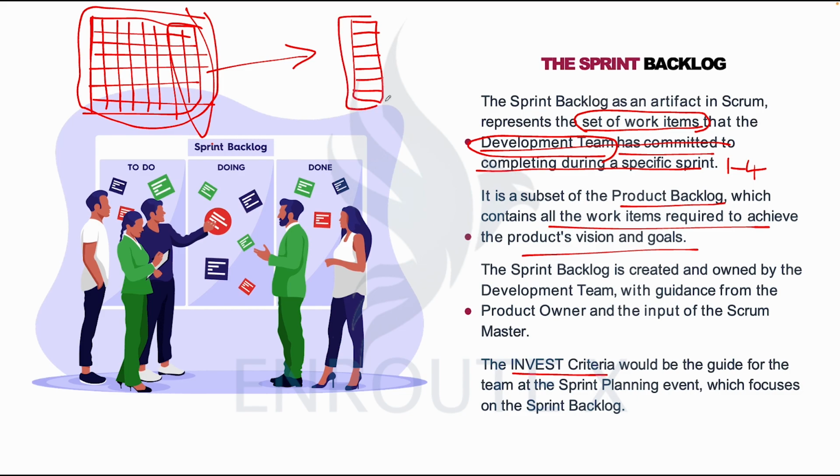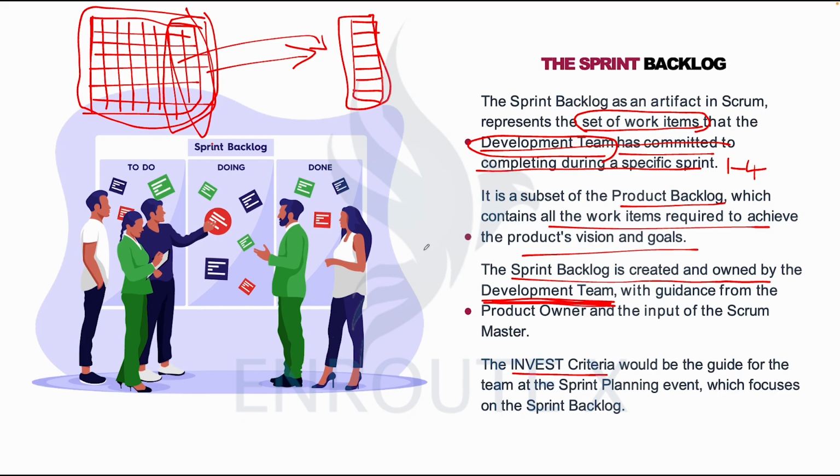So the sprint backlog is a portion of it that has the product vision and goal. When that portion moves here, it would have the sprint goal. The sprint goal is what the team set out to achieve in the course of a sprint. The sprint backlog is created and owned by the development team. Please let's note that. The sprint backlog is owned by the development team. The product backlog is owned by the product owner.